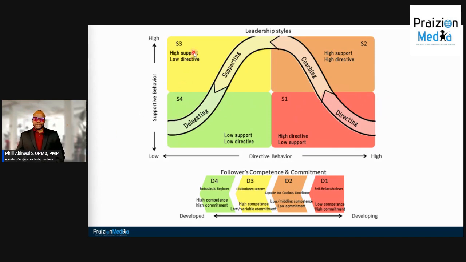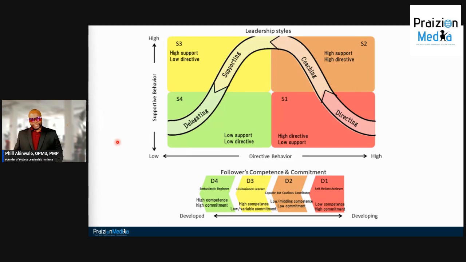Let's talk about S3, participating, facilitating, or collaborating. Style 3, also referred to as the participating style or supporting, is fundamentally different from styles 1 and 2 in that it is follower driven as opposed to leader driven, and as such it depicts an approach that is high on relationship behavior but low on task behavior, as you can see, right?